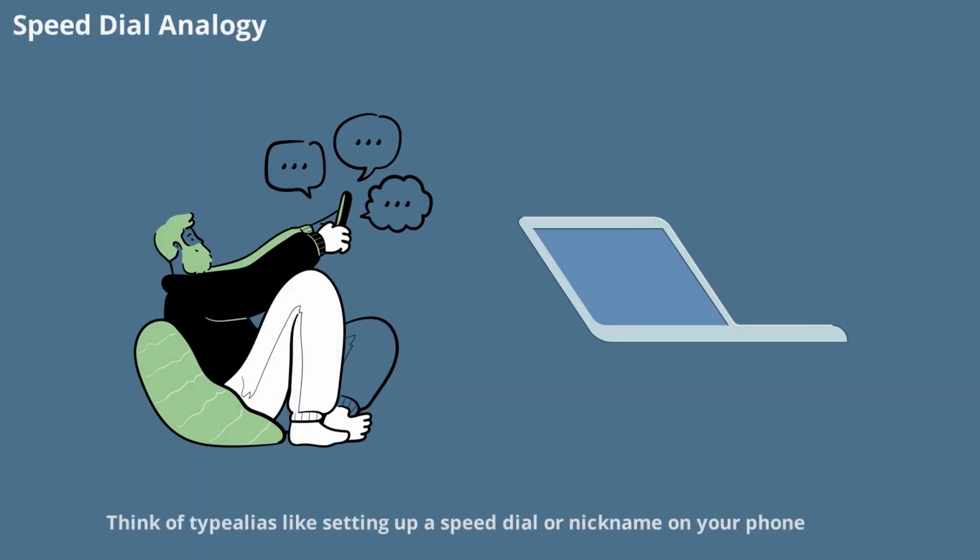Think of typealias like setting up a speed dial or nickname on your phone. Instead of typing out a long contact name every time, you assign a shortcut. In Kotlin, typealias lets you do the same for complex type signatures, making your code easier to read.